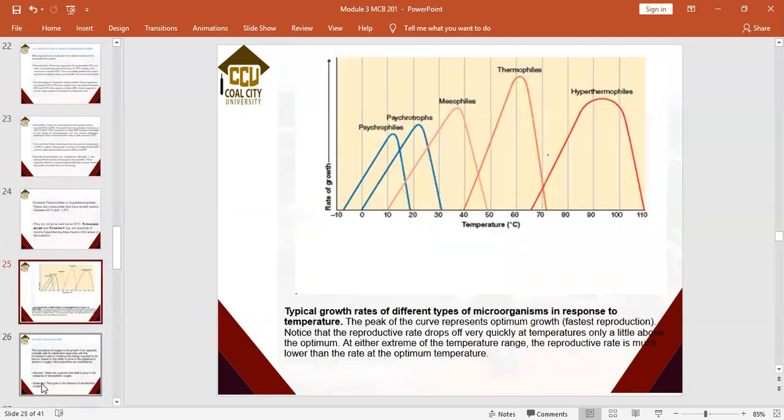So you look at this diagram, you see these are the psychrophiles, the psychrotrophs, the mesophiles, the thermophiles, and the hyperthermophiles. You look at the temperature level.